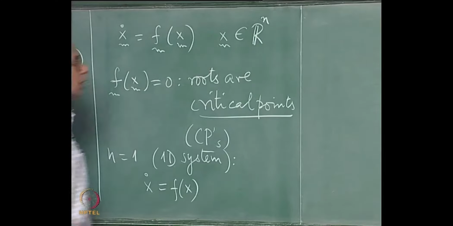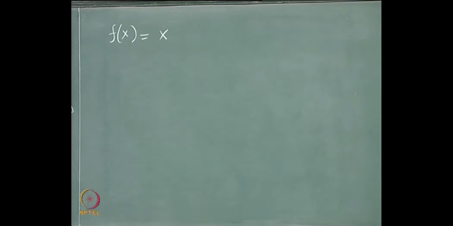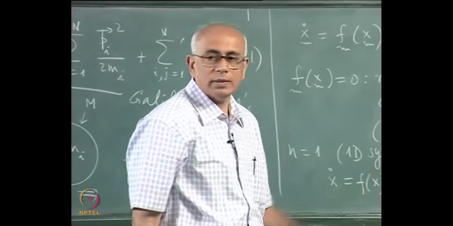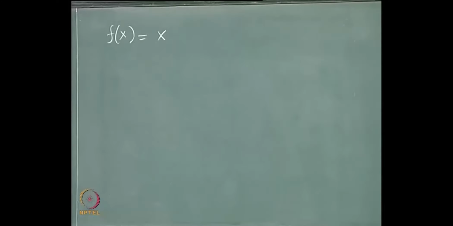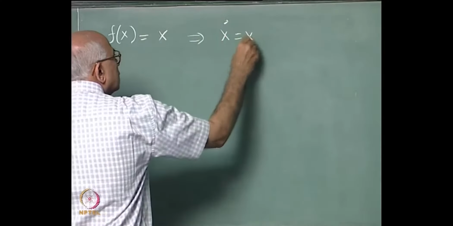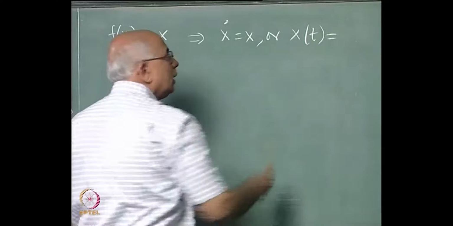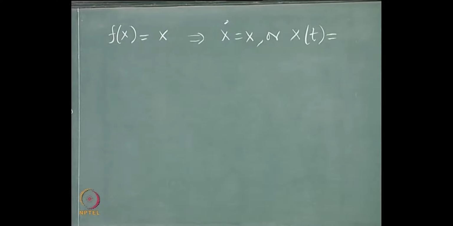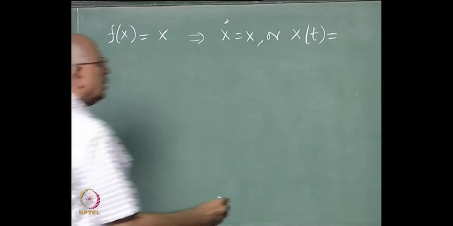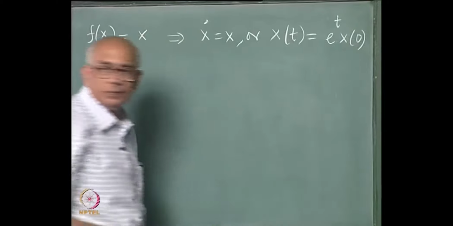Let us take an even simpler example of this, specific case of this, to see what happens. So let us look at f of x equal to x itself. So linear function of x, in this case just x itself. What does the flow look like? This implies that x dot is x, or solving it is very trivial, x of t equal to, what would you say is the solution to this simple equation? It's just an exponential, so this is e to the power t x of 0.